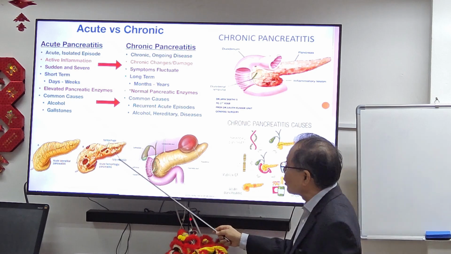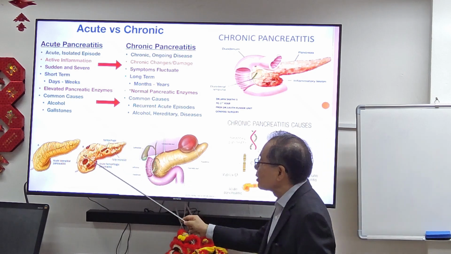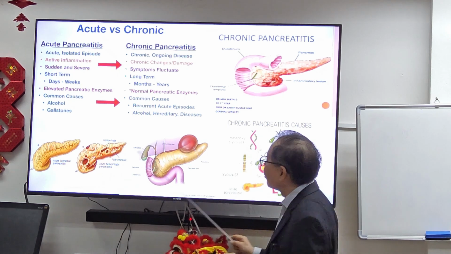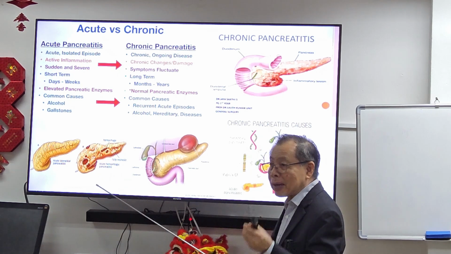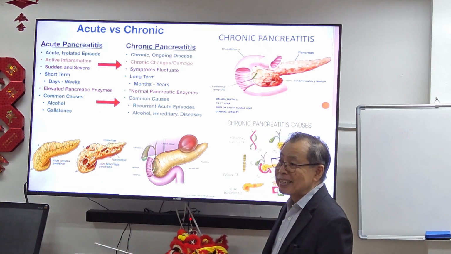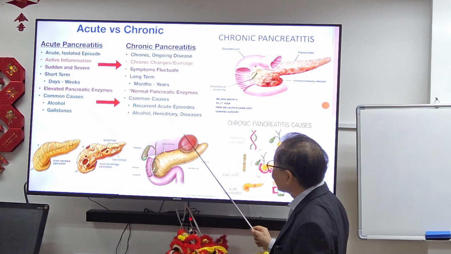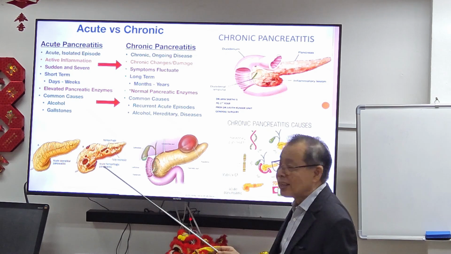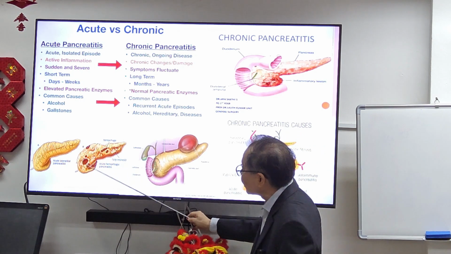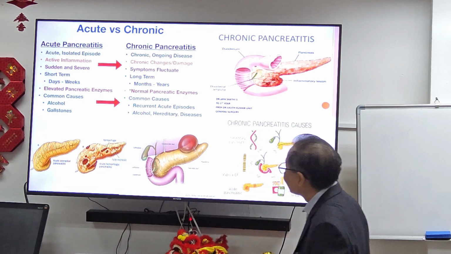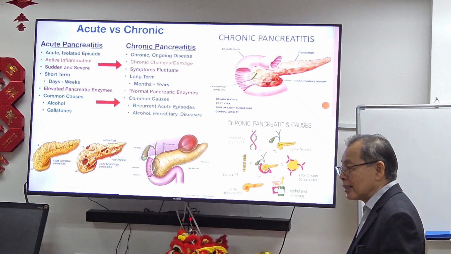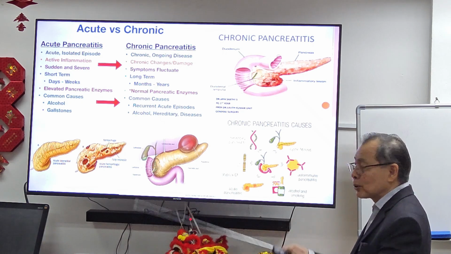Now when it becomes chronic, what happens? Because oftentimes it's due to a blockage, cysts form. Remember, the pancreas produces enzymes that are supposed to digest your fats, right? So if it doesn't go and digest the fats, what happens? They accumulate and they form a cyst. And in chronic pancreatitis, you see a lot of these cysts about, because the digestive juices have nowhere to go, so they swell up.